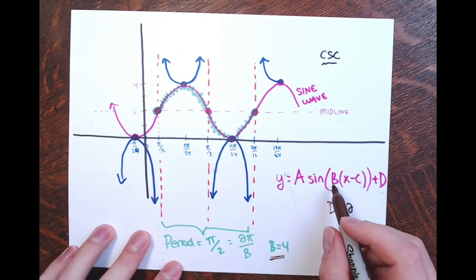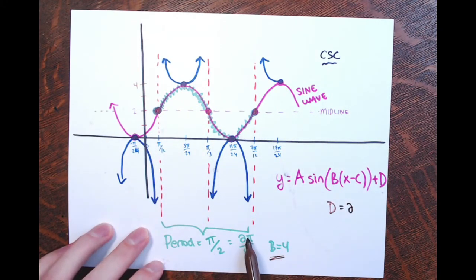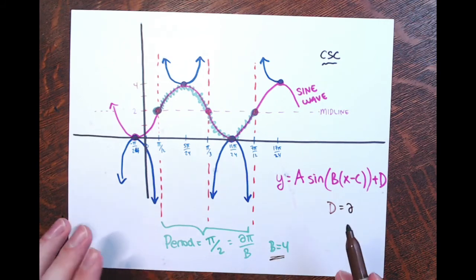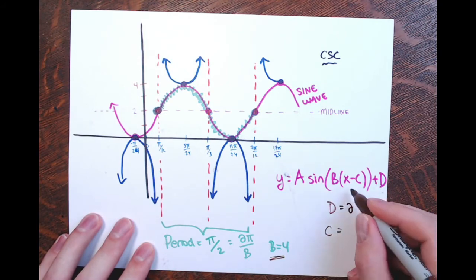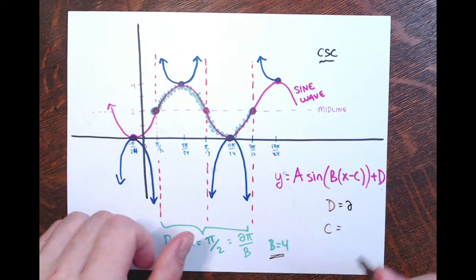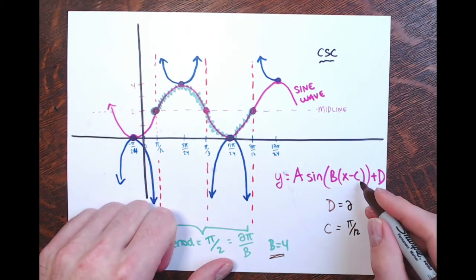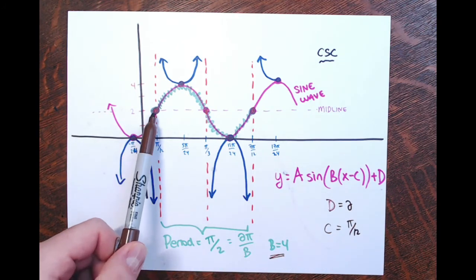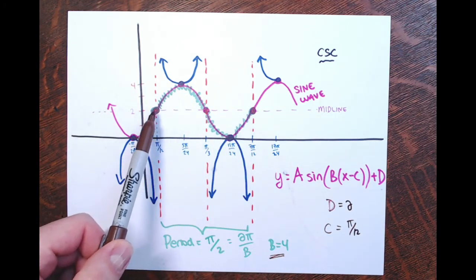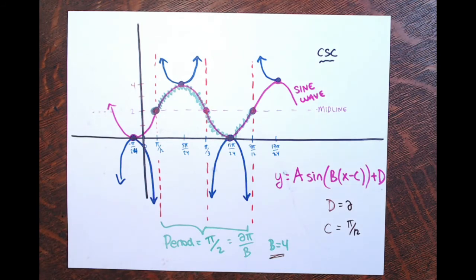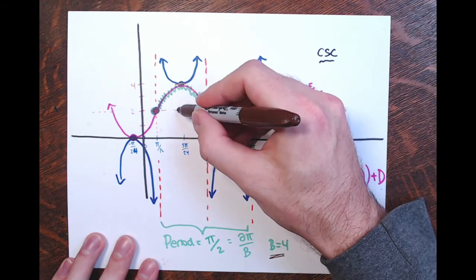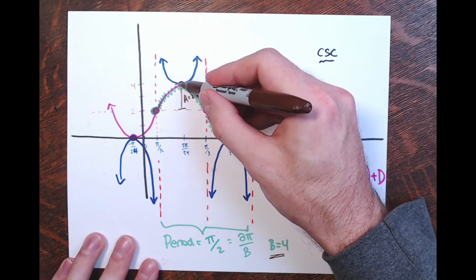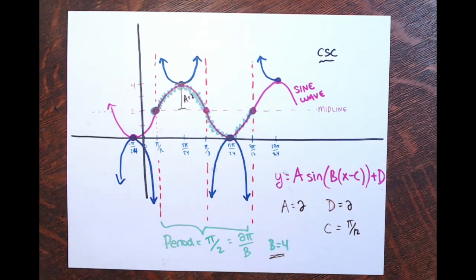We know the period is pi over 2, which is 2 pi over b. So b must be 4. So there's a 4 there, 2 there. The c is where I'm starting the cycle from, which here is at pi over 12. See, where I started this one cycle I looked at. C is pi over 12. And then a is the amplitude. Alright, now from the top to the middle here is 2 units, from 4 to 2. So a is 2.